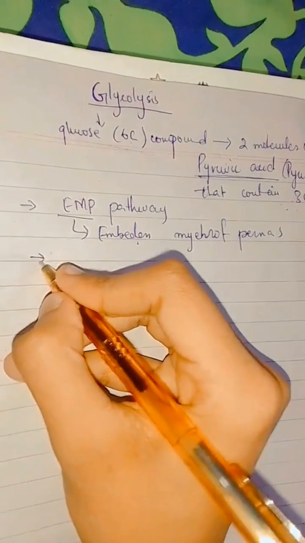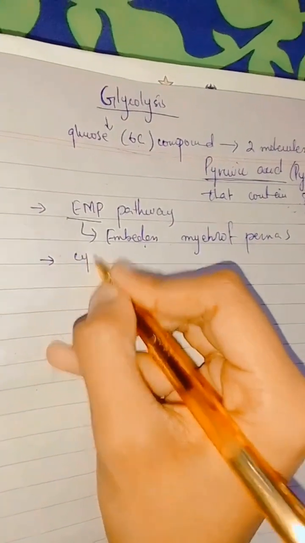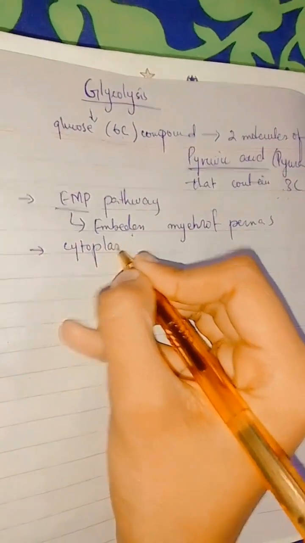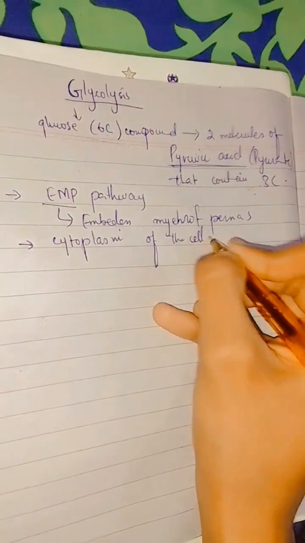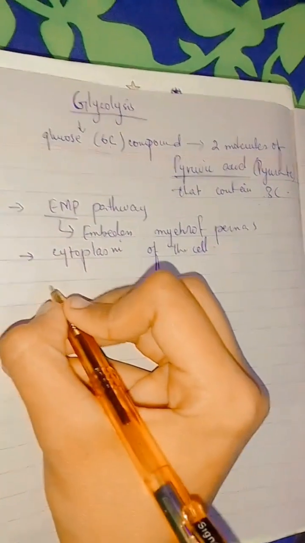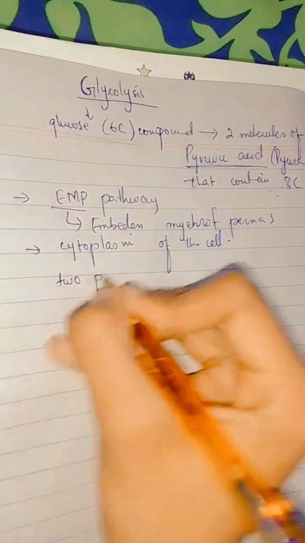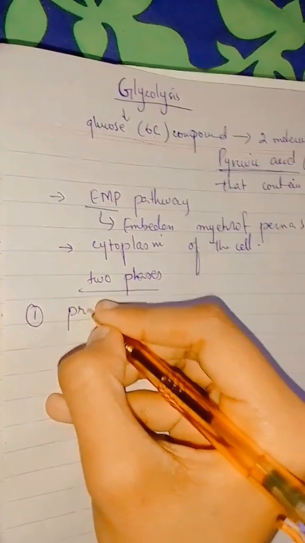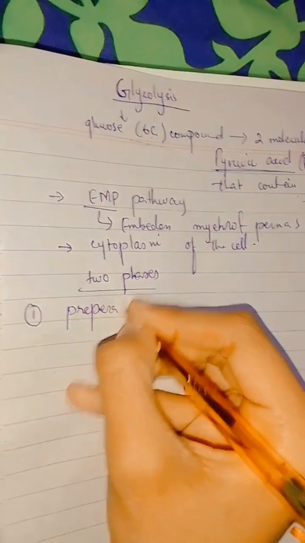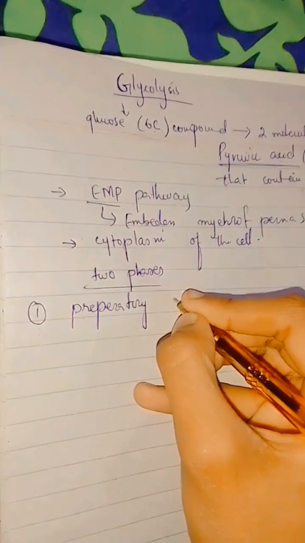This process basically occurs in the cytoplasm of the cell, and it has two phases in it. If we talk about its phases, the glycolysis process has two phases. First phase is the preparatory phase.